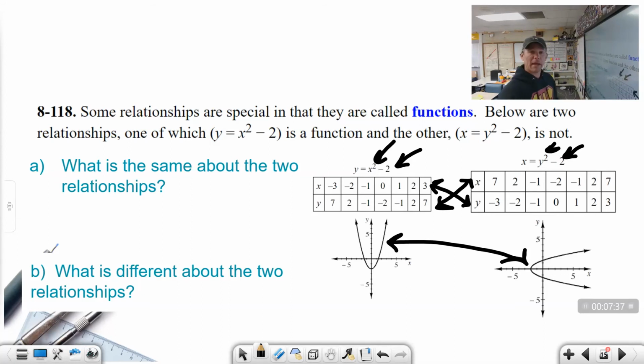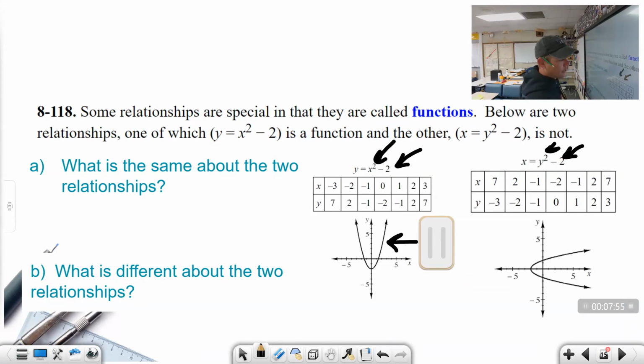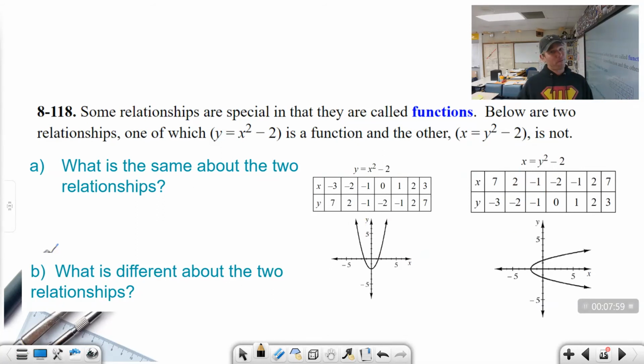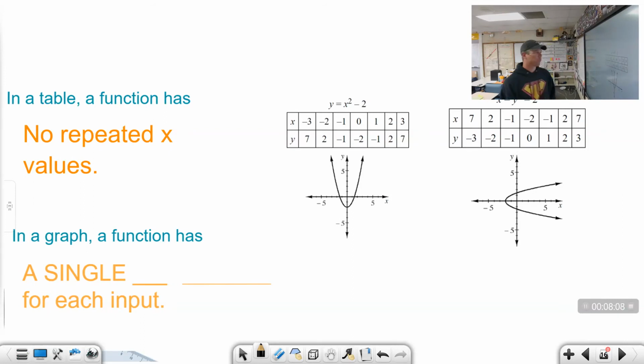Okay, now I alluded to many of these, right? In the exponents, one is above an x squared and one is above a y squared. In the tables, same numbers, but opposite rows, right? They're switched. Yes, they're both U-shaped, but notice one U is pointing upwards and the other is pointing to the right. These are vast differences that cause a function to be a function or to not be a function at all. So let's go ahead and look into what makes a function.